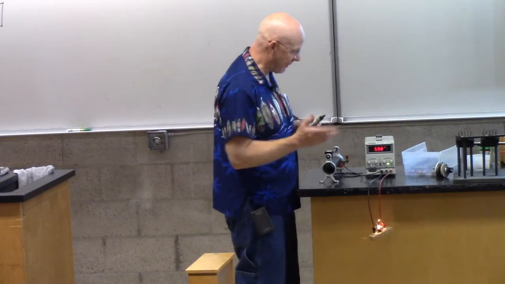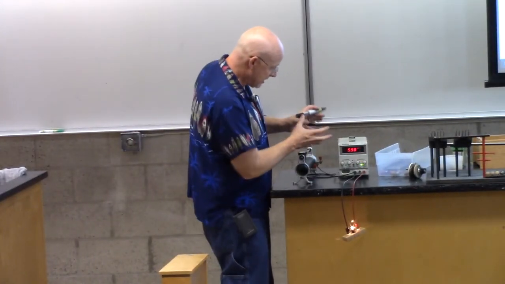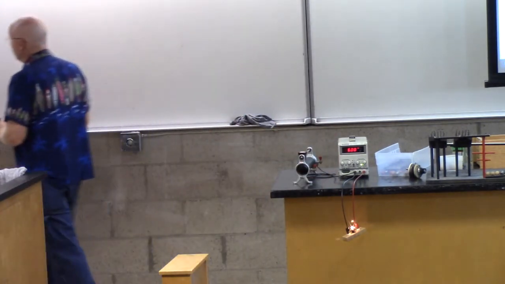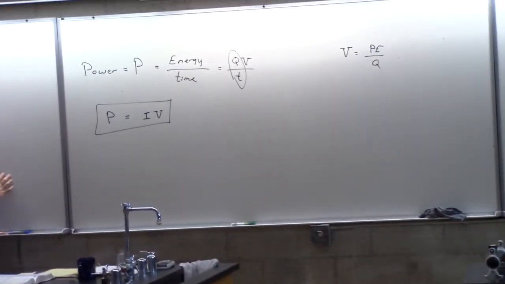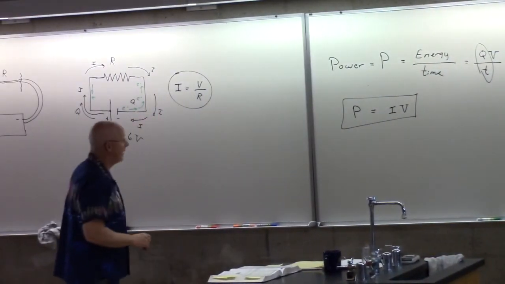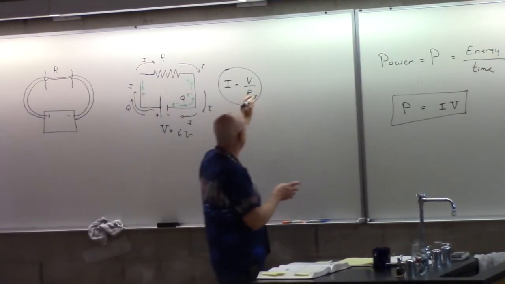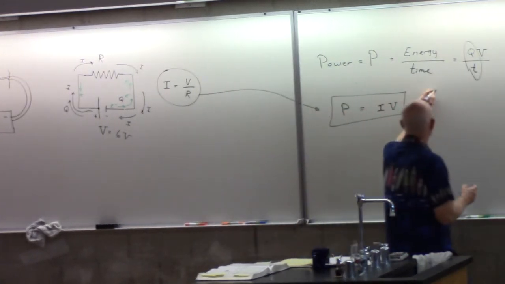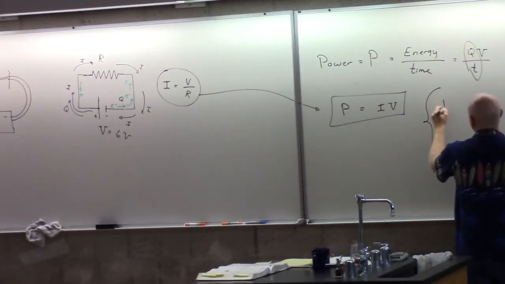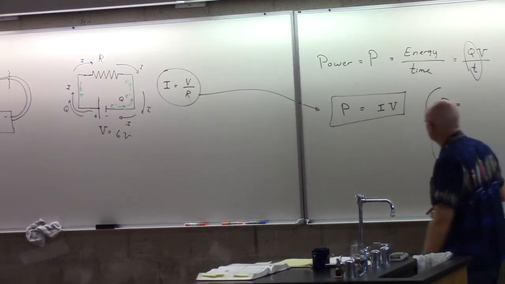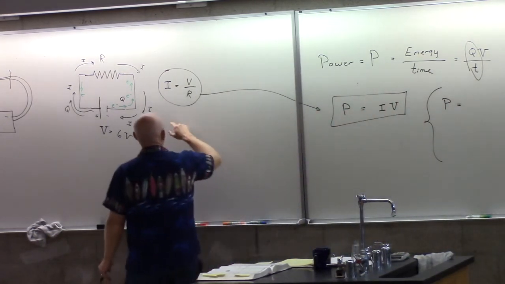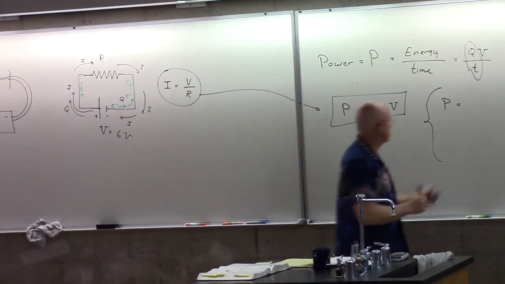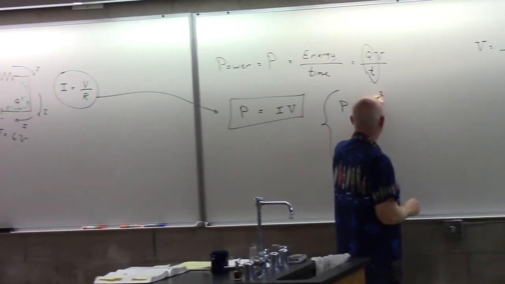So we'll pick this up on Tuesday. But this is our consuming of the electricity. This is our delivering. But watch this for a moment. Let me also point out that if I incorporate Ohm's law on here, then I could have power equals, and why don't I just replace the I with V over R, and so I would get V squared over R.